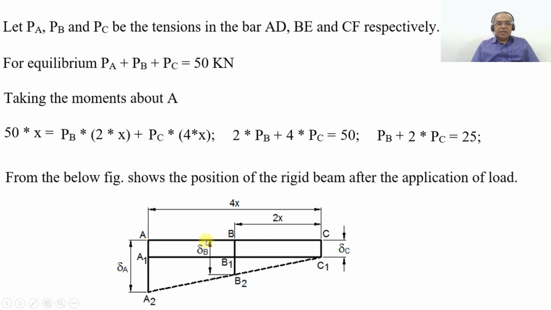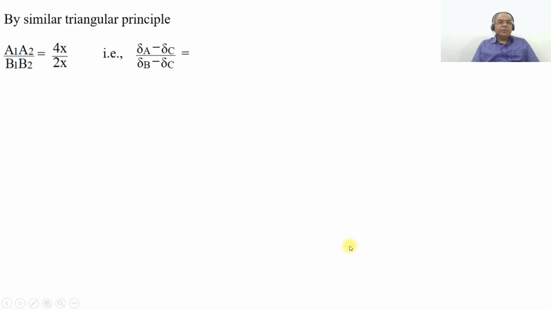Which is nothing but delta B minus delta C in terms of deflections, what we are talking about. Delta B minus delta C will be equal to 2, because 4 by 2 is equal to 2. On cross multiplication, delta A minus delta C will be equal to 2 delta B minus 2 delta C. Take this delta C to the left hand side. So delta A plus delta C will be equal to 2 times delta B.